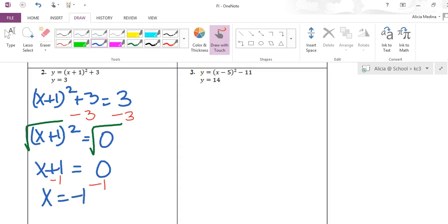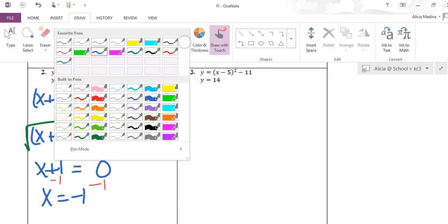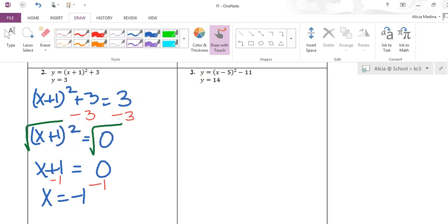All right. But I have to go back and actually write what my solution is. So one of my solutions is (-1, 3). I get that y value from the original, and y was equal to 3. There is no plus minus sign because I only had one x value. Again, that came because there was no plus minus version of 0. So this only has one solution.